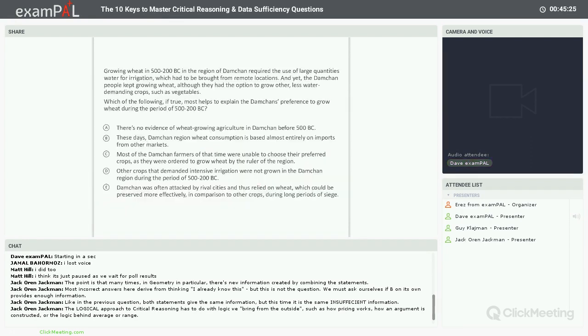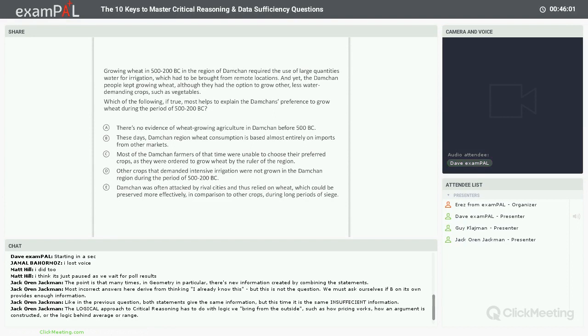So let's look at the question here. Growing wheat from 500 to 200 BC in the region of Damchan required the use of large quantities of water for irrigation, which had to be brought from remote locations. And yet, the Damchan people kept growing wheat, although they had the option to grow other, less water-demanding crops, such as vegetables. Which of the following, if true, most helps to explain the Damchan's preference to grow wheat during the period of 500 to 200 BC? All right, again, let's not read the answer choices yet and just talk about it for a second.